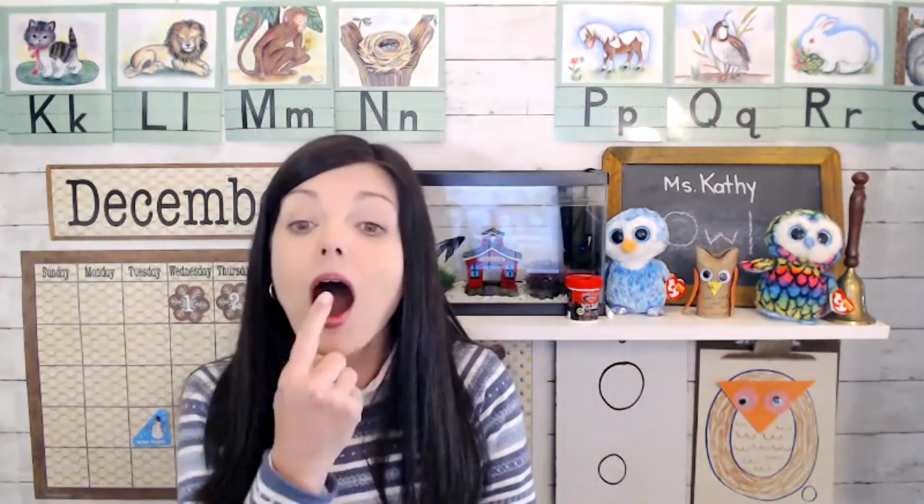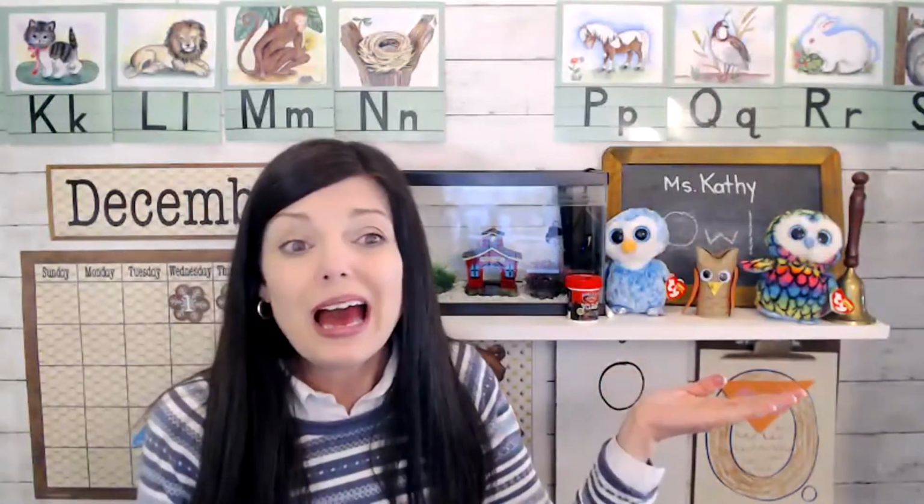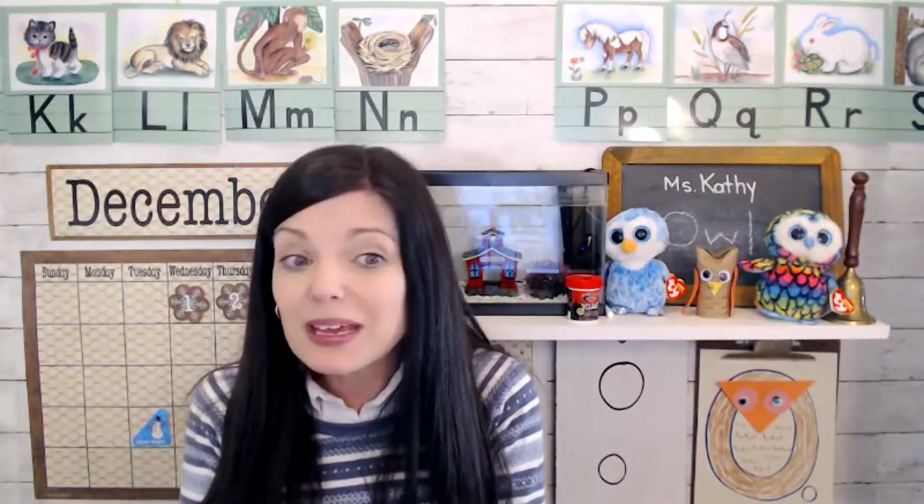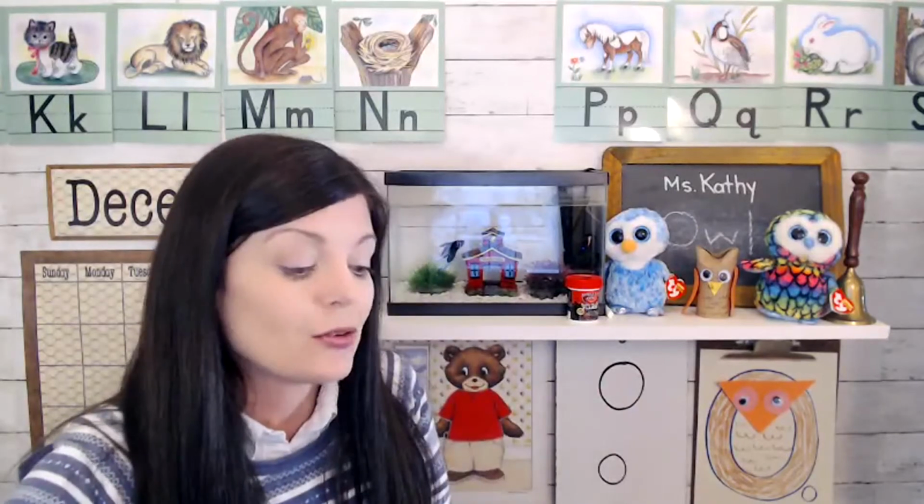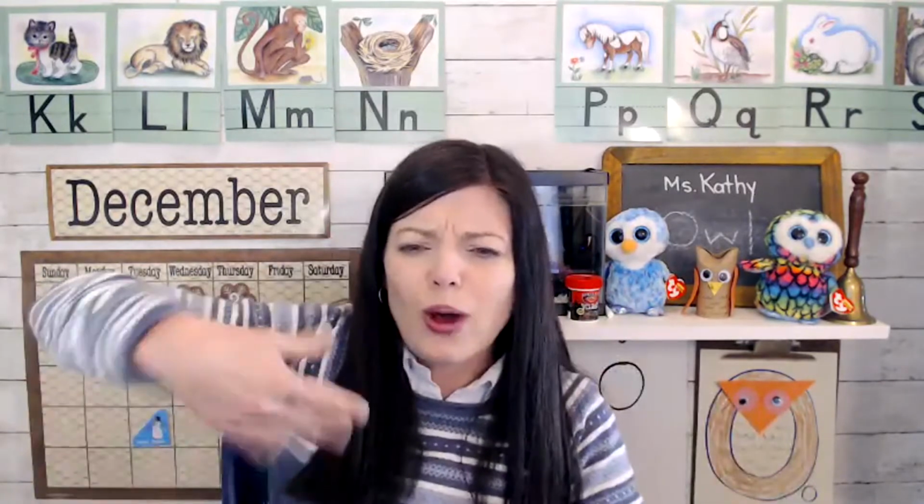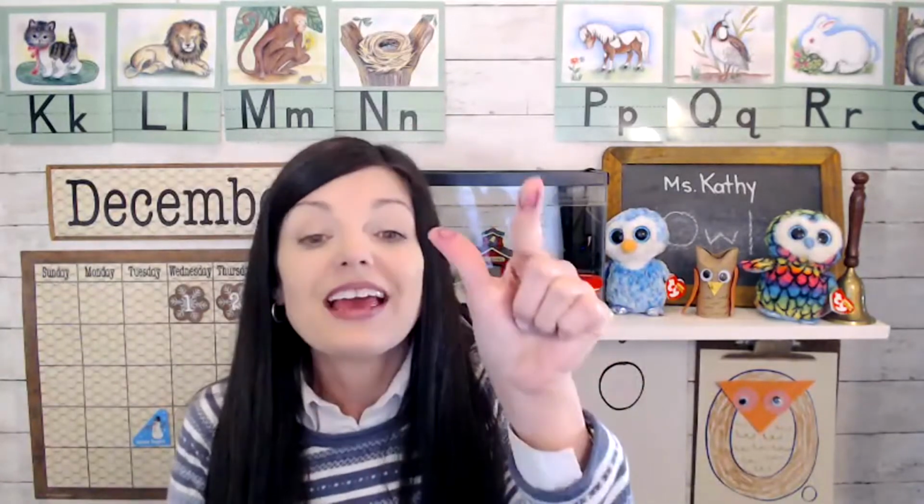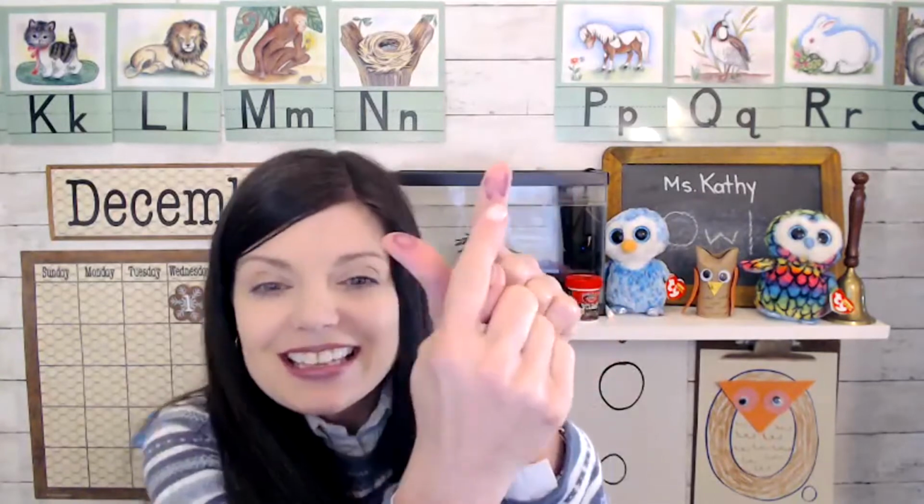O says, ah, but wait a minute. I thought today we were going to learn that O is for owl. I don't hear ah in the word owl. That's because of a special sound. O and W together make this sound. Ow, ow, ow, ow, ow. Let's do that again. O and W, can you see the W? Together make this sound.